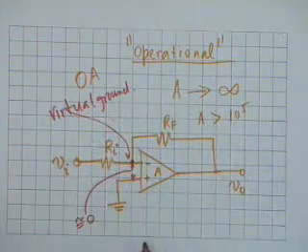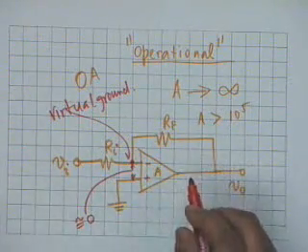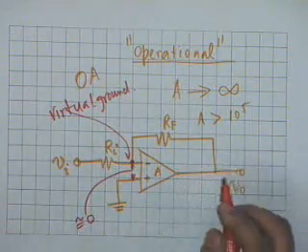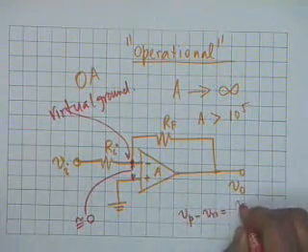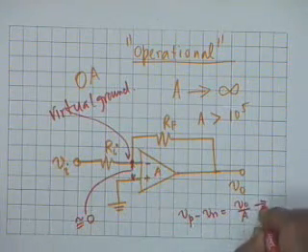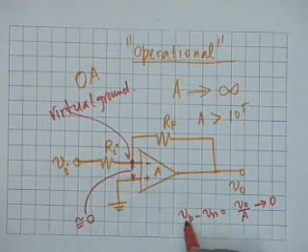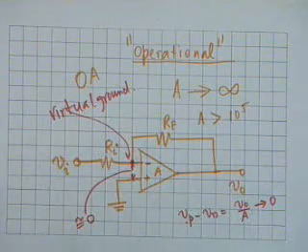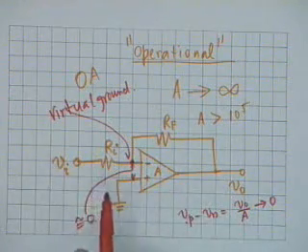Capital A in practical op-amps is extremely large, of the order of 10 to the 6, and therefore Vp minus Vn is equal to V0 by A. This tends to 0 because capital A is very large. Therefore Vp is approximately equal to Vn. That is, the two potentials of the two input terminals are approximately equal.